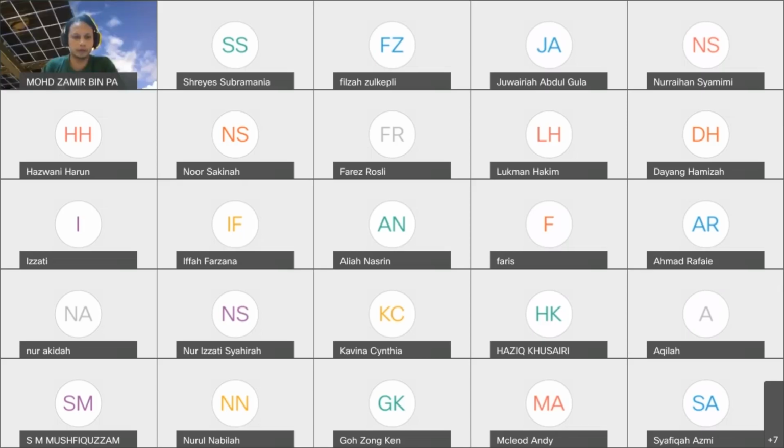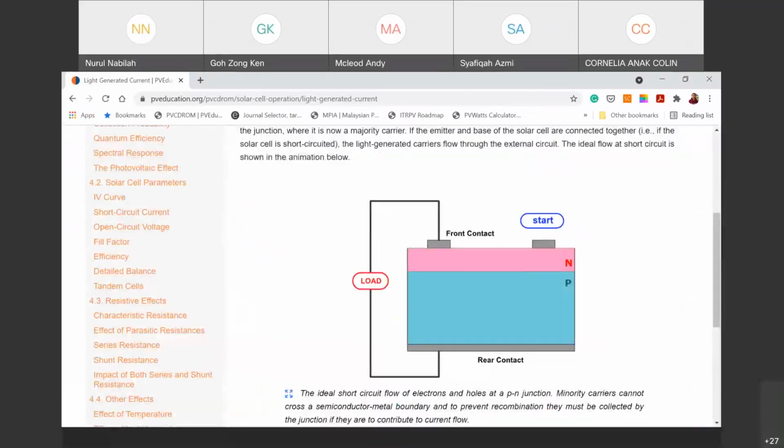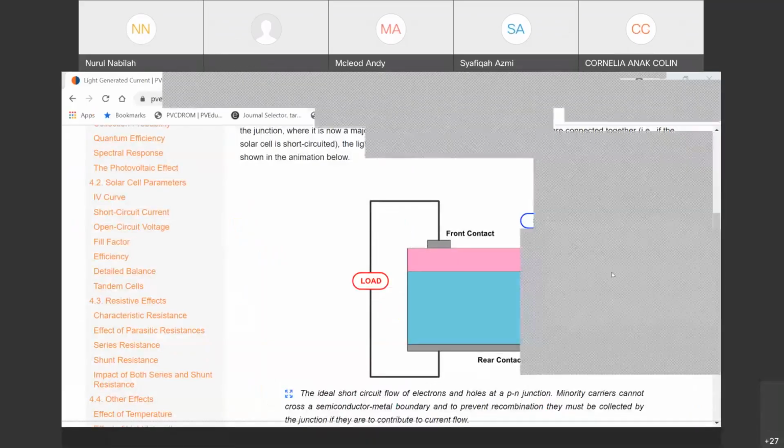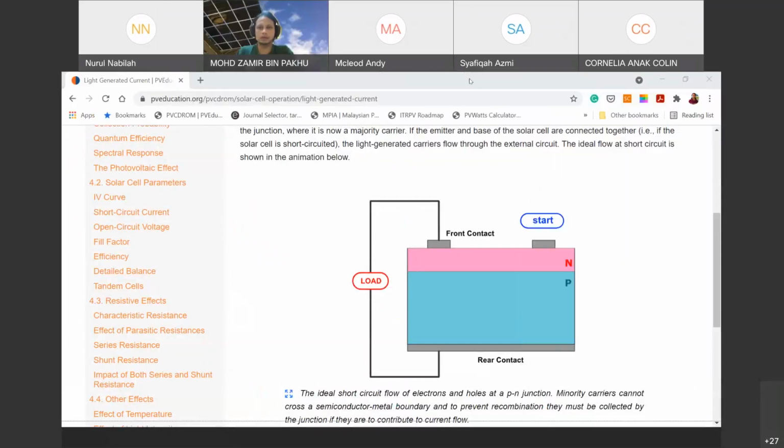Before we move on, I would like to share the PV CD-ROM website. I would like to show you a few things before we continue. PV CD-ROM, okay? Can you see the website on the screen now? All right, good.